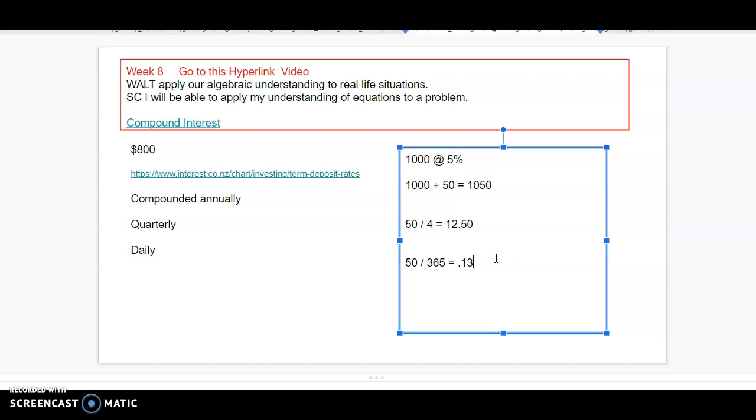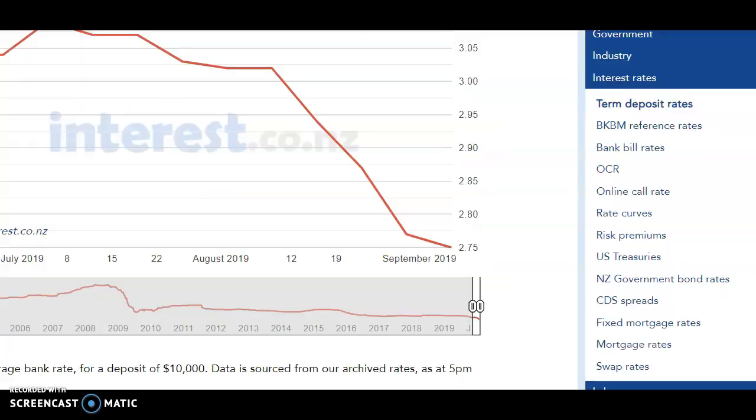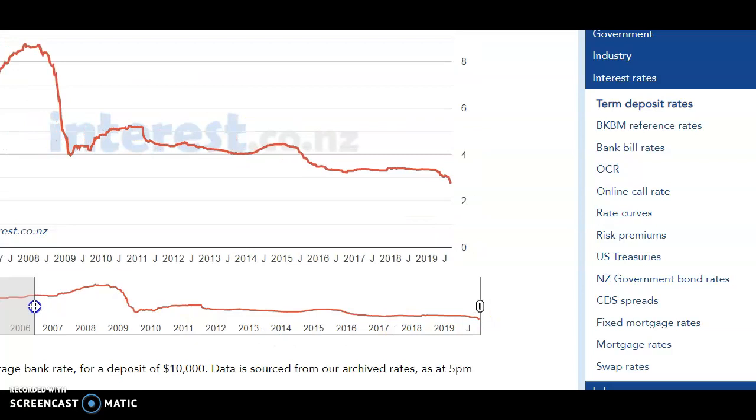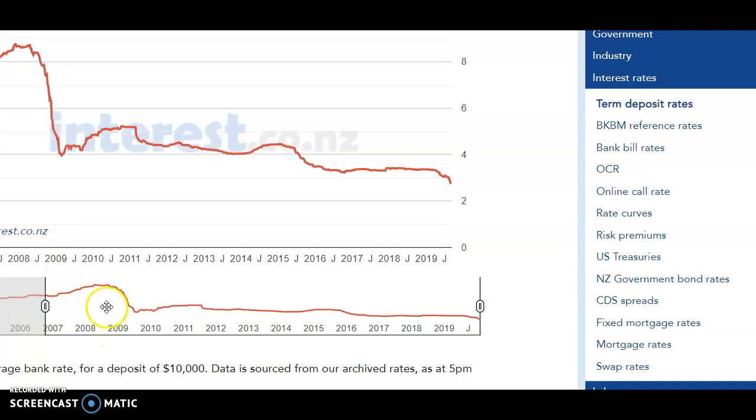So have a go with that, have a bit of a play, go onto this site, have a look at where your interest rate was back there, and I will call on you and we'll have a look at it together and see what we can work out together if we are struggling.